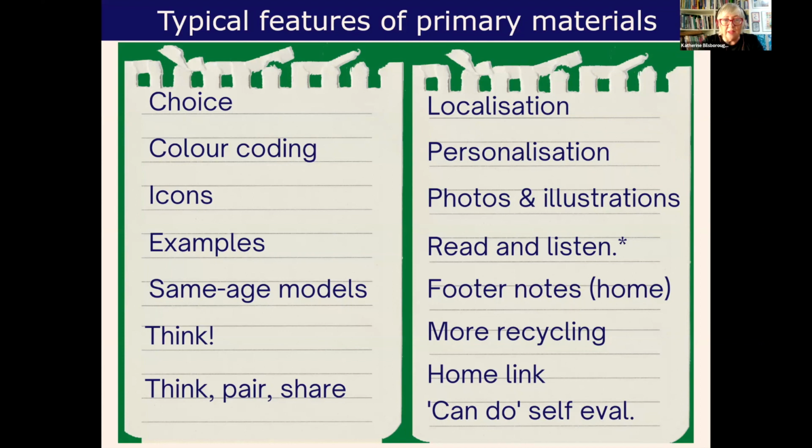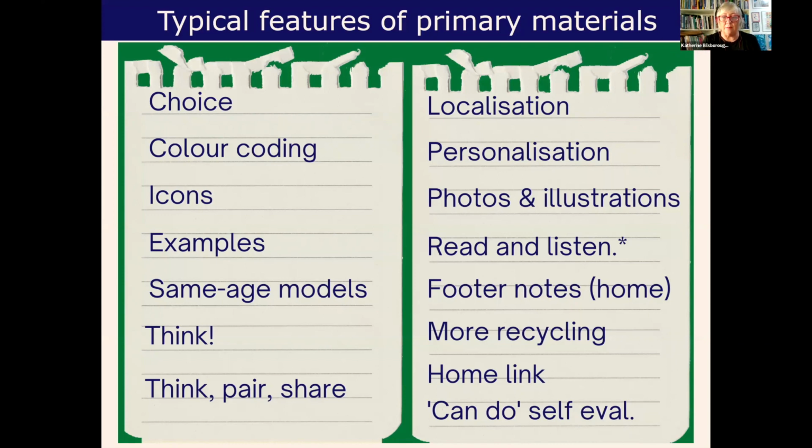It's probably obvious why they do this, but basically, if you're 8 years old and you're given a book and there's pictures of 5-year-olds in it, you think, well, they're babies. I'm bigger than that. That's the reasoning behind this. Think activities. We include them. Some of the activities in that book I just showed you was think. Think, pair, share is another common one that we use with young learners.